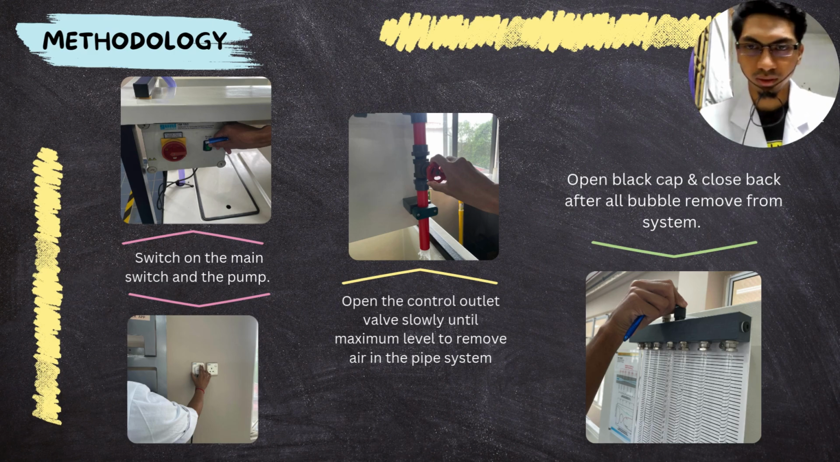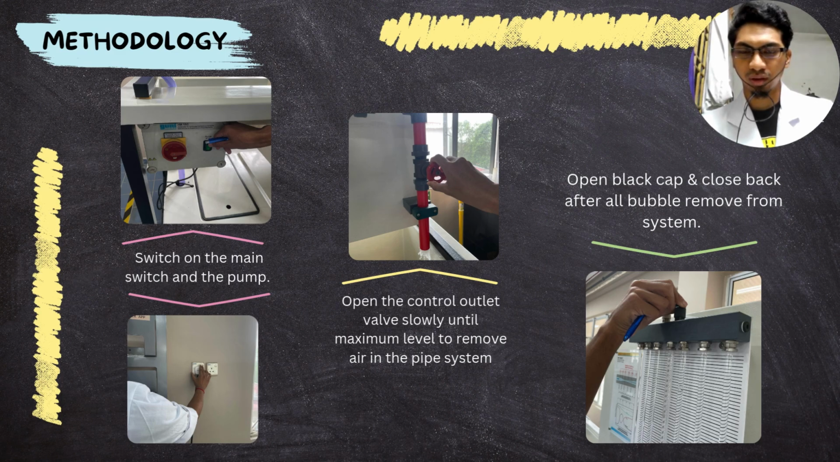So here is the methodology for this experiment. First, we must switch on the main switch and the pump. After that, we must open the control outlet valve slowly until maximum level to remove air in the pipe system.